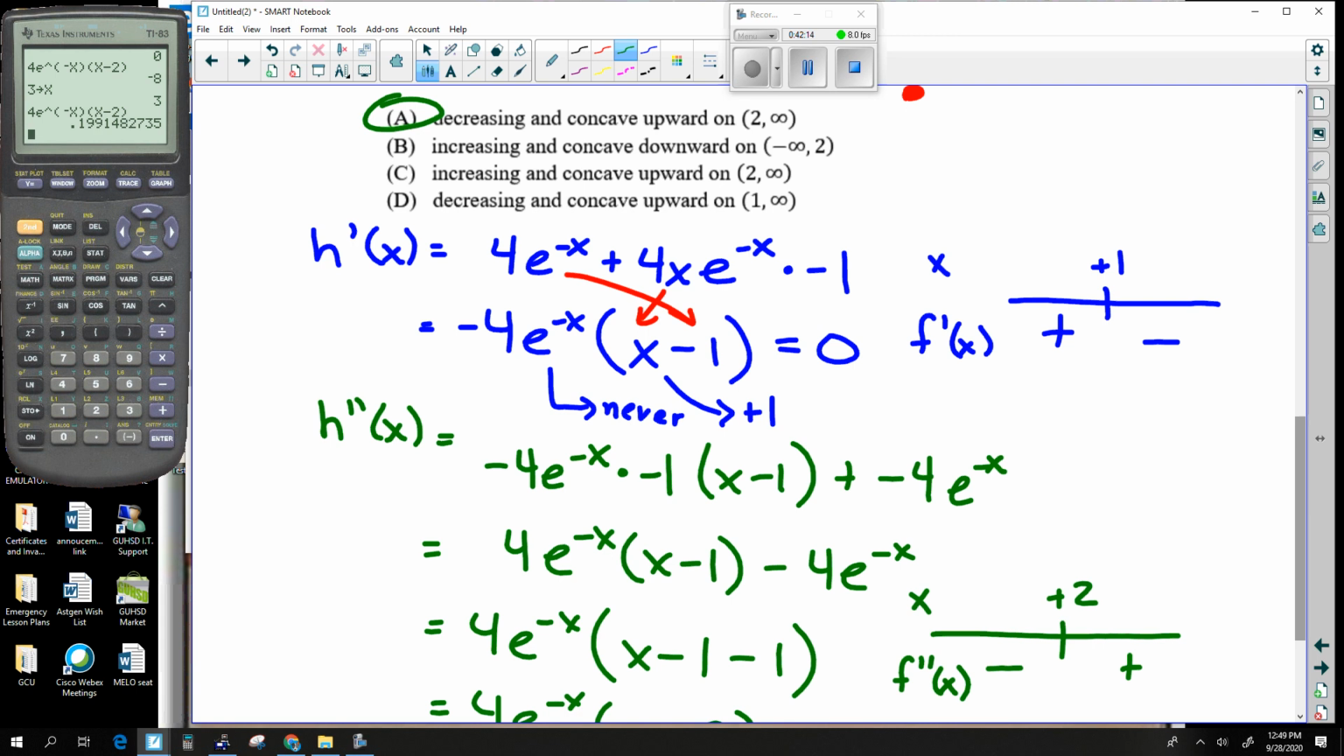Increasing from 2 to infinity. No, it's absolutely not increasing from 2 to infinity. Decreasing on 1 to infinity. Yes, it is decreasing on 1 to infinity. Concave up from 1 to infinity. No, it's concave up, not from 1 to 2. Yeah, so A is the only one that says everything correctly.